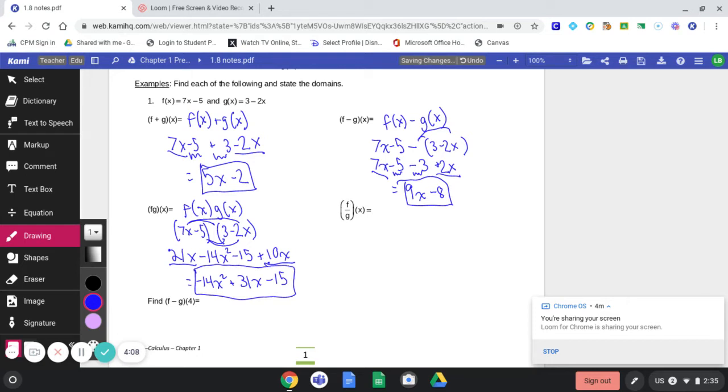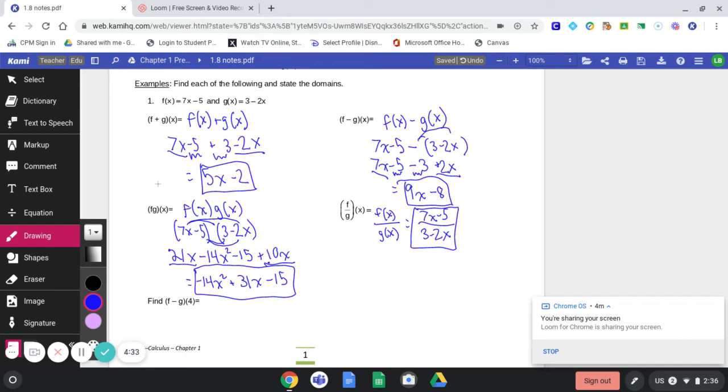And then lastly, when we divide, so this is f of x divided by g of x. So we take our f of x function, 7x minus 5, and we divide it by g of x, which is 3 minus 2x. There's nothing to simplify here. We can't factor or cancel anything. So we are done. That is our final answer here.